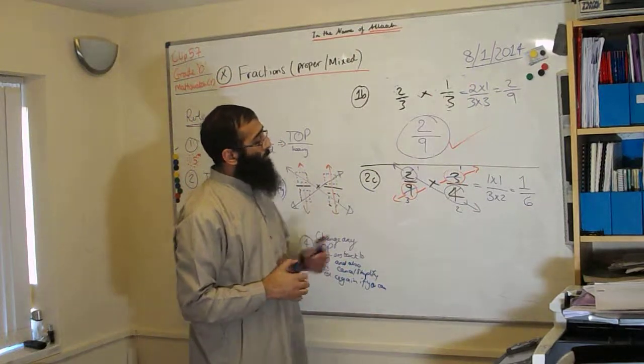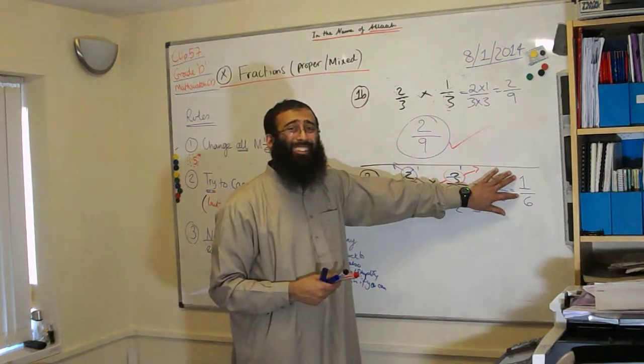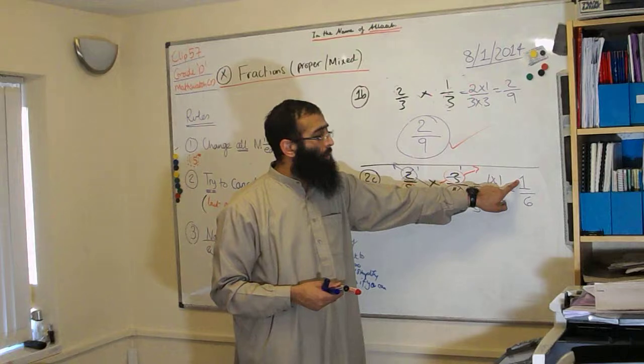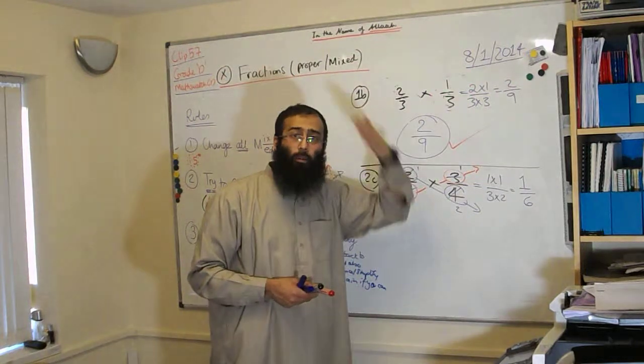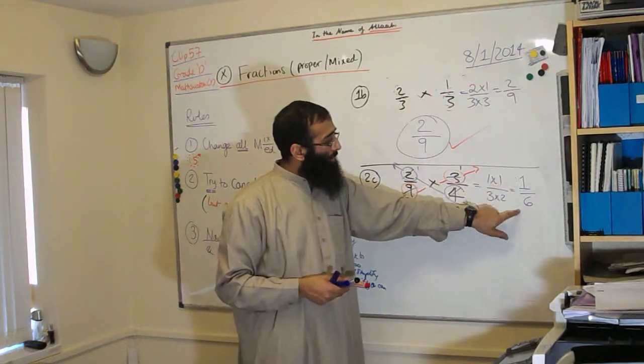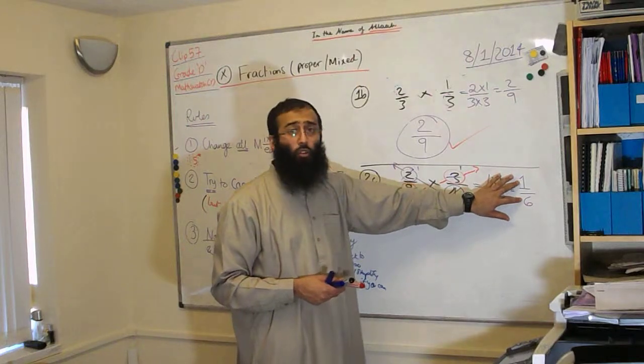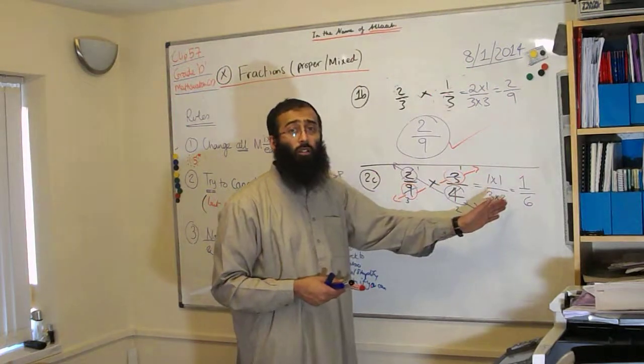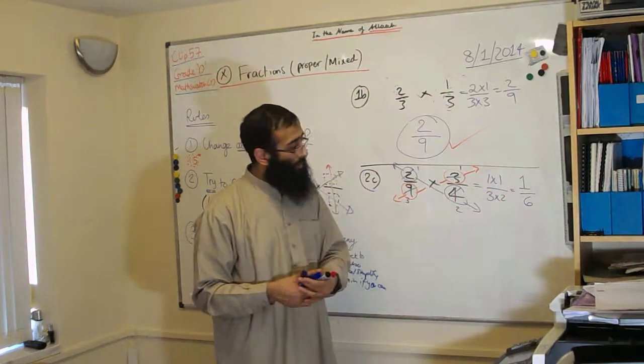Now, we look at this fraction here and we think, can we cancel it any further? The answer is no, because we have a 1 on the top and 1 can't get any simpler than 1. Now, if you look at what else, is the question top heavy? The answer is no. This is a proper fraction and we have finished the question. That is done.